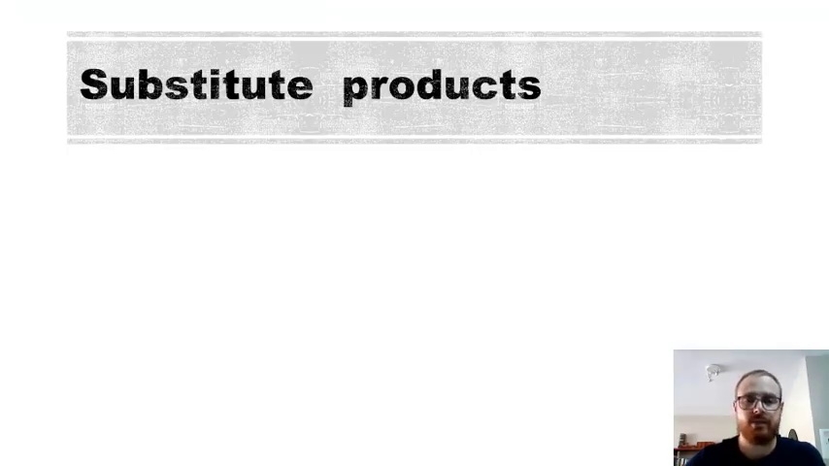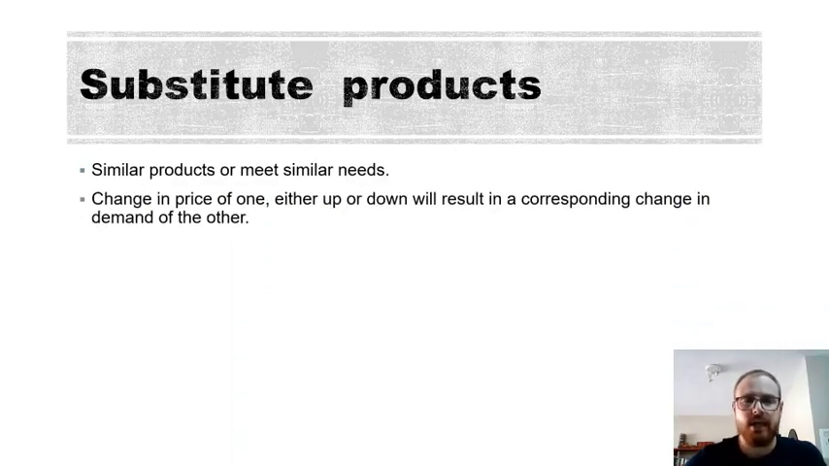Okay, so substitute products. Similar products or meet similar needs. Changing price of one, either up or down, will result in a corresponding change in demand of the other. For example, butter and margarine. If the price goes up for butter, more people would rather go and buy margarine.